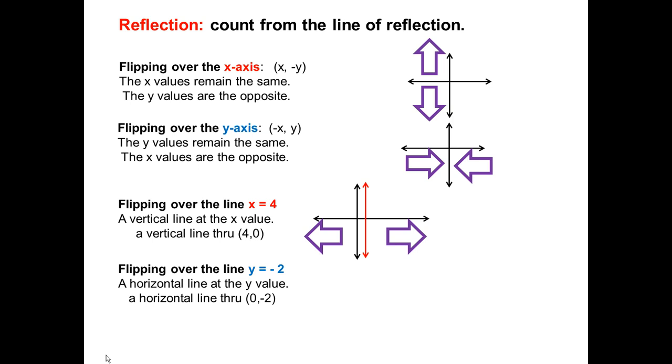So flipping over the line y = -2. y = -2 is a horizontal line at the y value -2. So it's a horizontal line through the point (0, -2). So in this case, we're first of all going to plot our line of reflection. We now have our figure and we're going to fold it over. So you see how close this arrow is to the line, the blue line of reflection. So our reflection has to be just as close in the other direction.